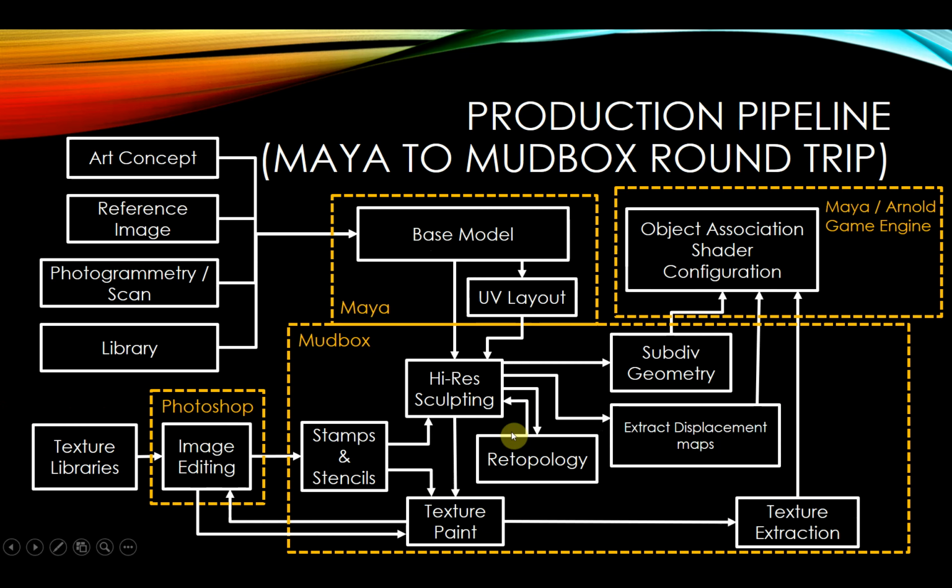Okay, so this is kind of my workflow, or a diagram of the various workflows that we can use with Maya and Mudbox. And really what I want to focus on is just this area here. What I'm saying is we need to start with a base model. That base model needs to support subdivision smoothing. Okay, that's really, really important.